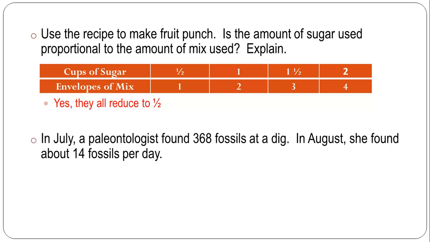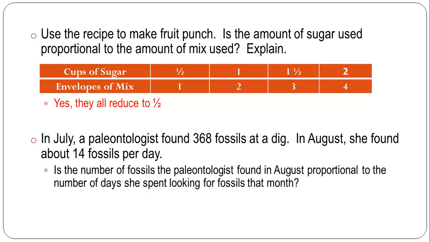So, halimbawa, in July, a paleontologist found 368 fossils at a dig. In August, she found about 14 fossils per day naman. Okay, so is the number of fossils the paleontologist found in August proportional to the number of days she spent looking for fossils that month? No, because July average is 11.87 fossils per day, kasi yung July, i-divide natin yun into number of days doon sa July, no? And yung August naman, yung tiningnan natin dyan is 14 fossils na per day na, 'di ba? So hindi siya proportional.